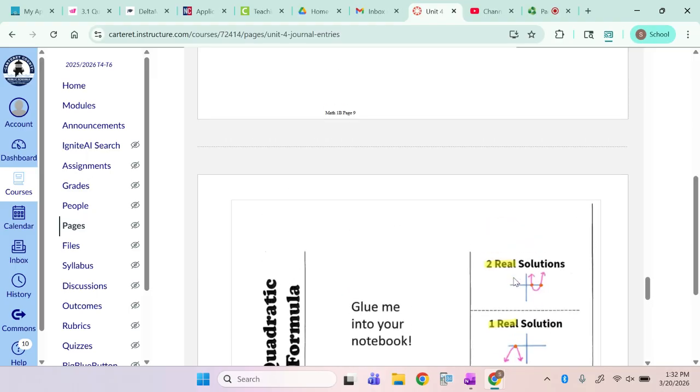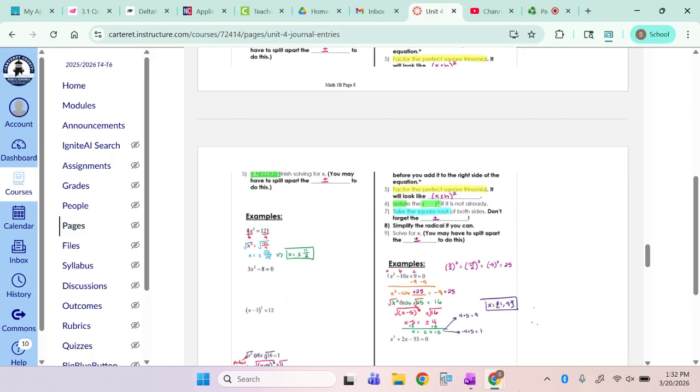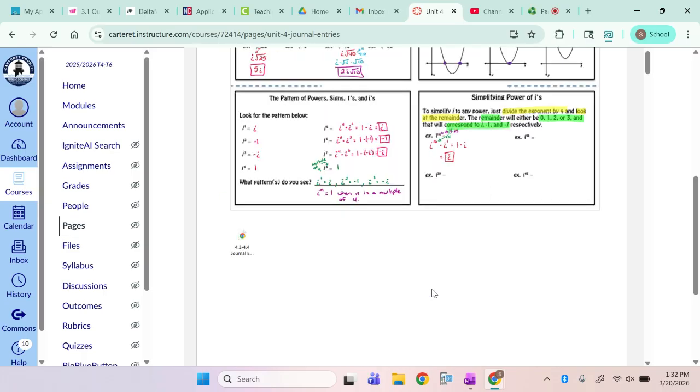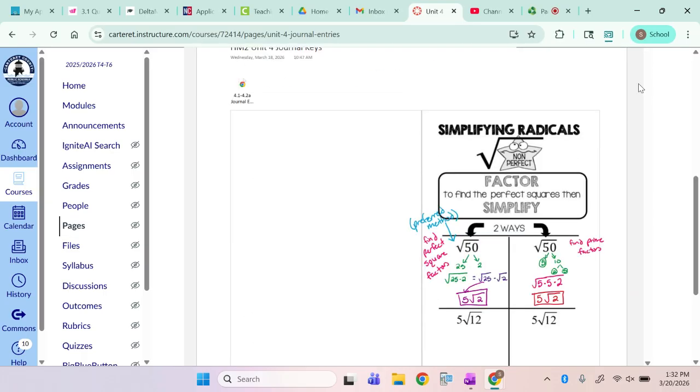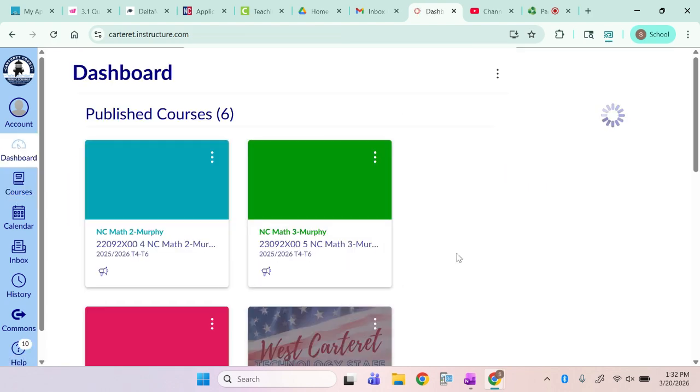And again, about 70% of it's just copying. 30% of it is you solving those problems. All right. So you got a solid week to get it done. All right. So my recommendation, just do one a day and you'll be golden. All right. So that's already posted in Canvas. It's already linked there as well.